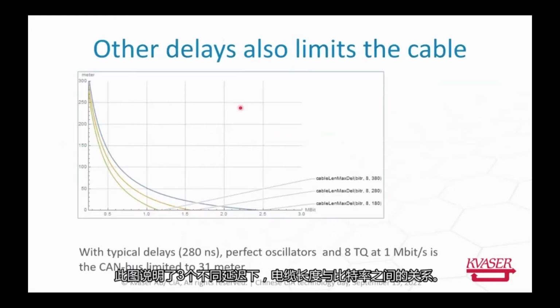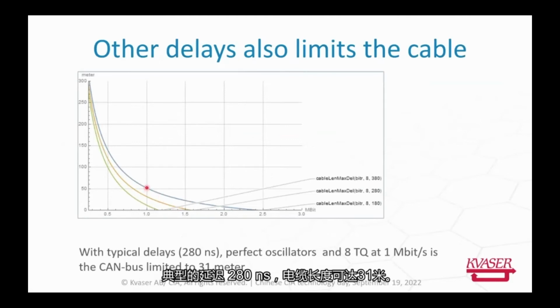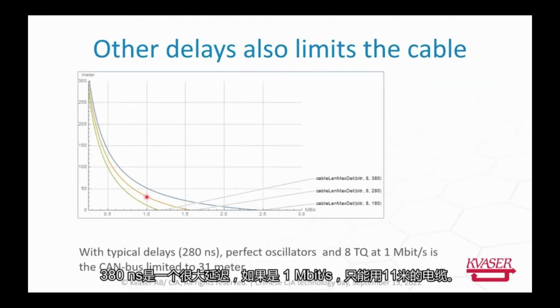This graph shows the cable length as a function of bitrate for 3 different delays. A very short delay, 180 nanoseconds, will allow a 50 meter cable. A very typical delay, 280 nanoseconds, will allow 31 meters. A very long delay, 380 nanoseconds, will allow only 11 meters at 1 megabit.